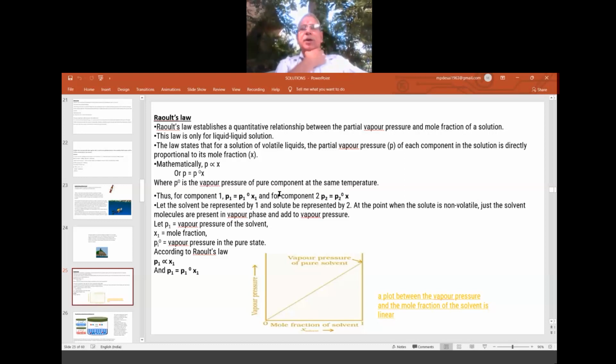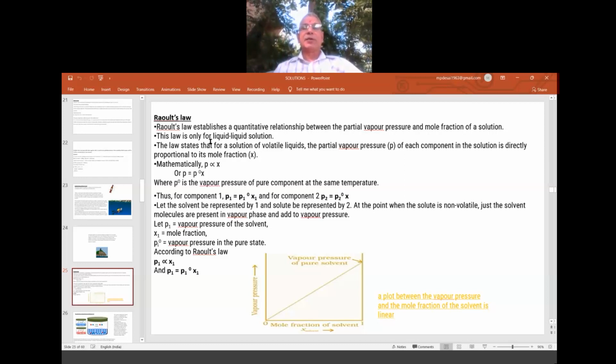Raoult's law is for liquid solutions. This is also a liquid solution only. So one liquid is the solvent, the other liquid is the solute. They may be volatile or non-volatile, or one is more, one is less. All those conditions are there. But it is a liquid combination. One liquid in small quantity becomes the solute. One liquid in major quantity becomes the solvent. So it is a liquid solution. Okay, right. So what does the law state here?